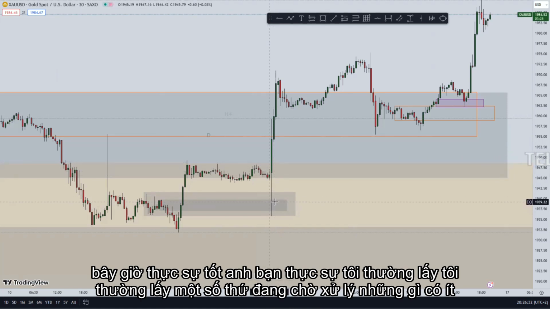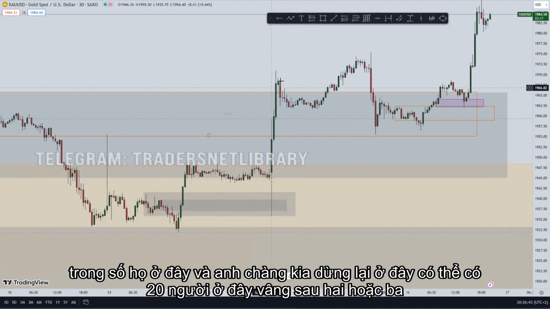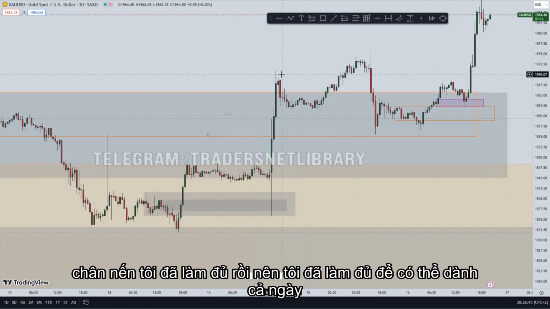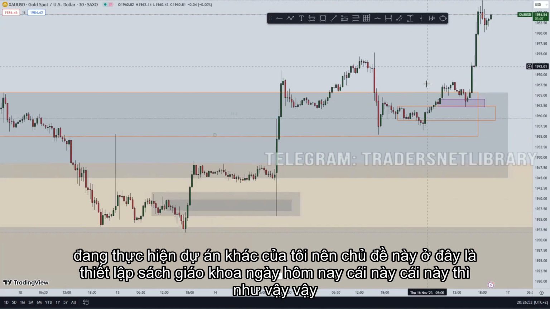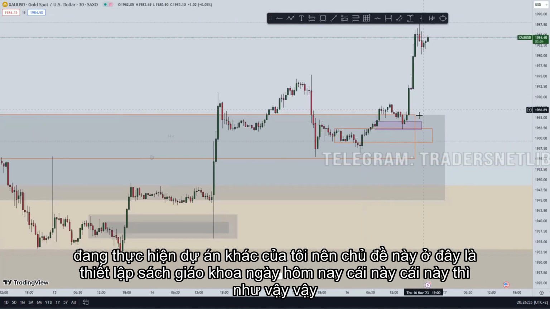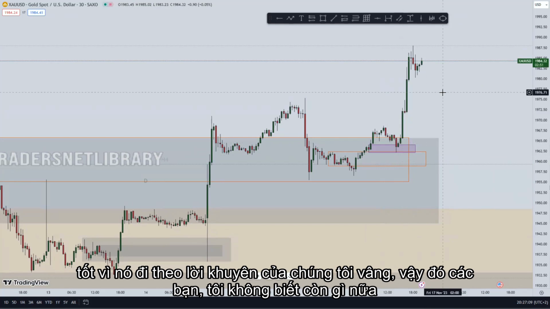I normally take pending orders, a few of them here, and there are other buy stops here. There are maybe 20 of them here. So after 2 or 3 candlesticks, I already made enough, so I can spend the whole day doing my other projects. This trade here was a textbook setup today. This one was so good because it follows our SOP fully.